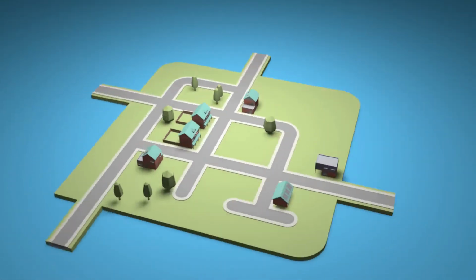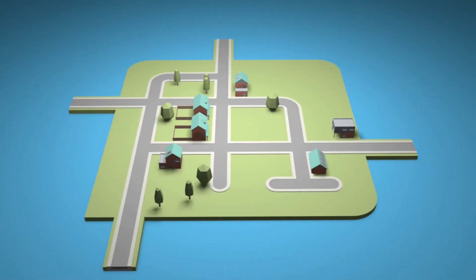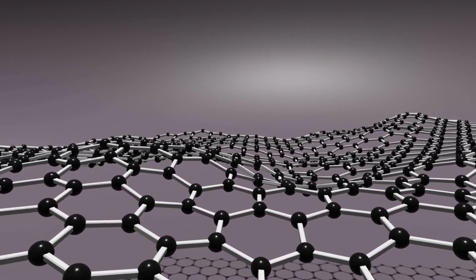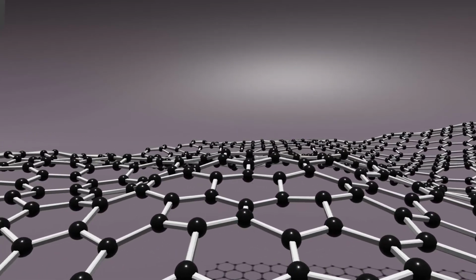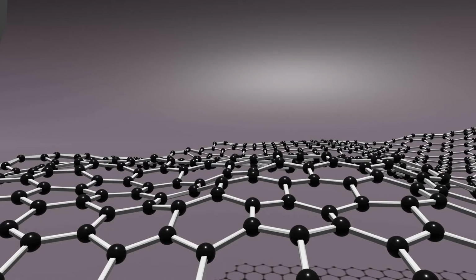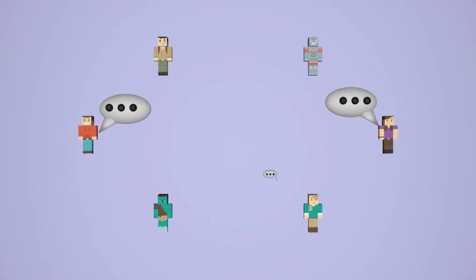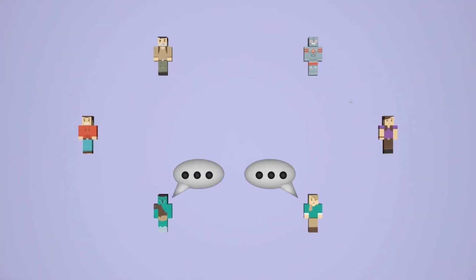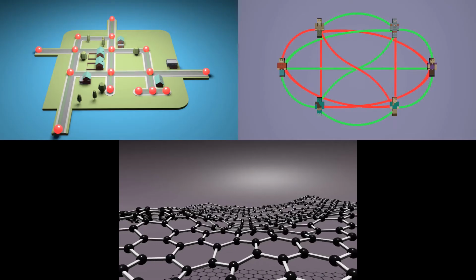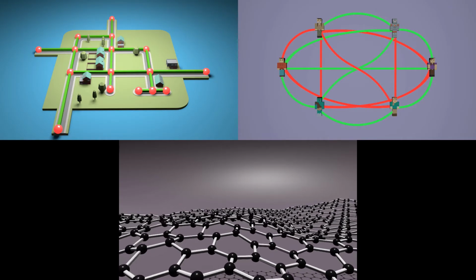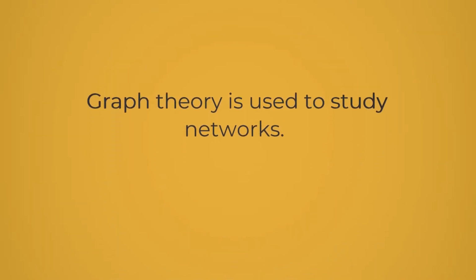I'd first like to start off with a question. What does the road network of a city, one of the world's strongest, thinnest, and most conductive materials, graphene, and our relationships to other people have in common? All of these examples form networks. Graph theory is used to study these networks.